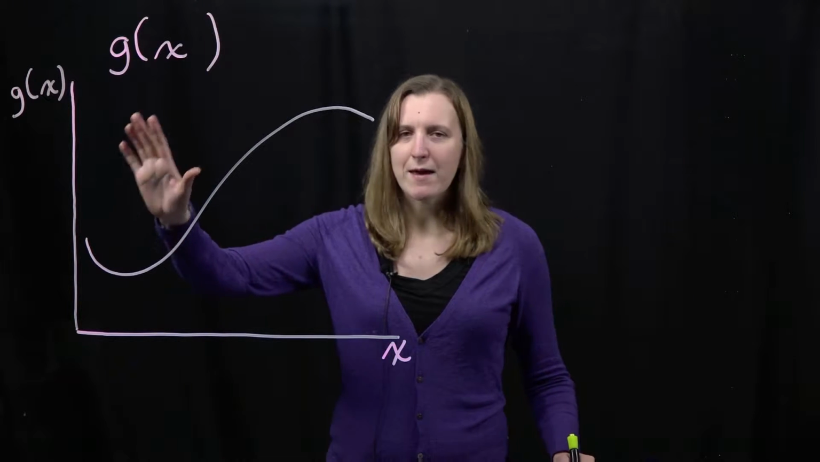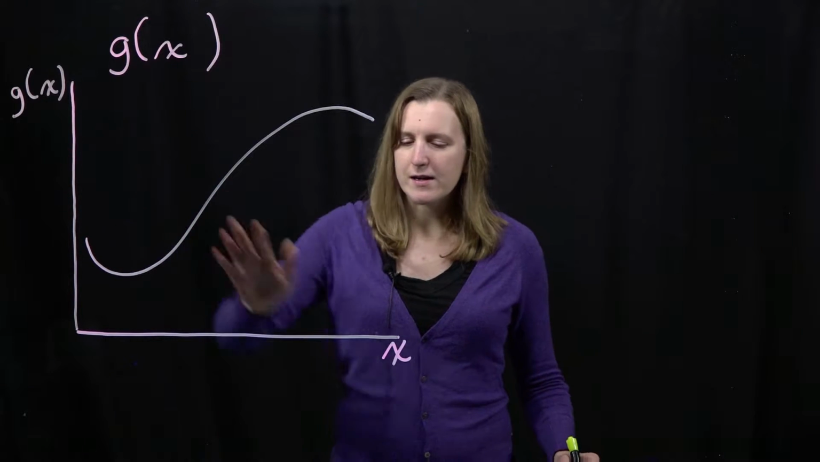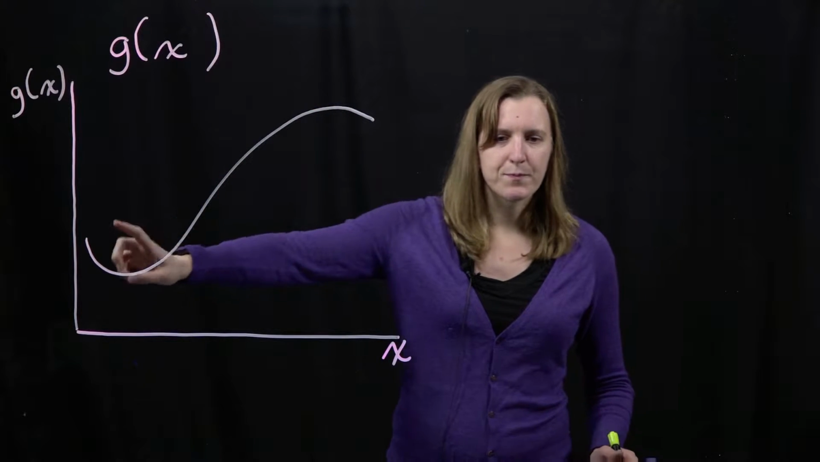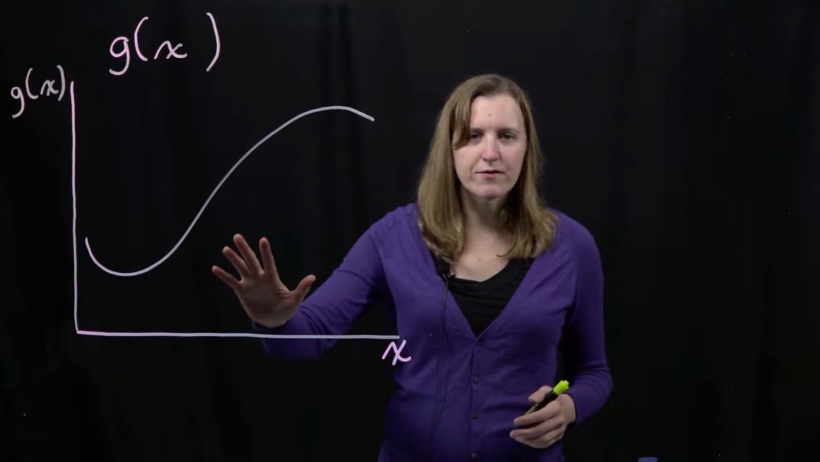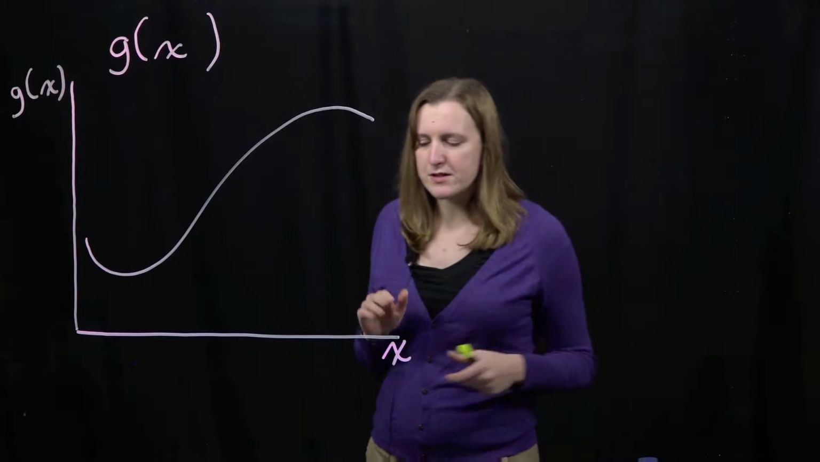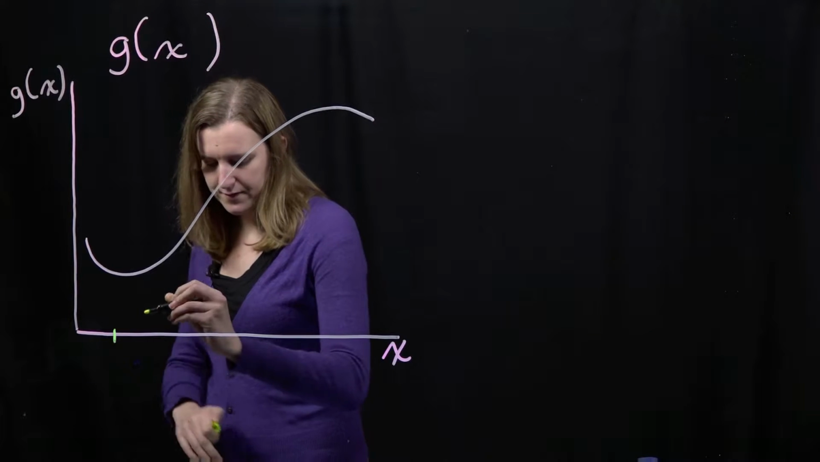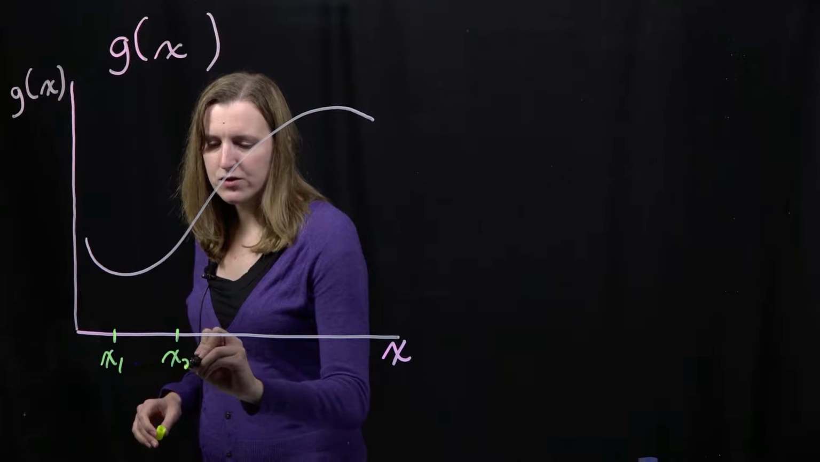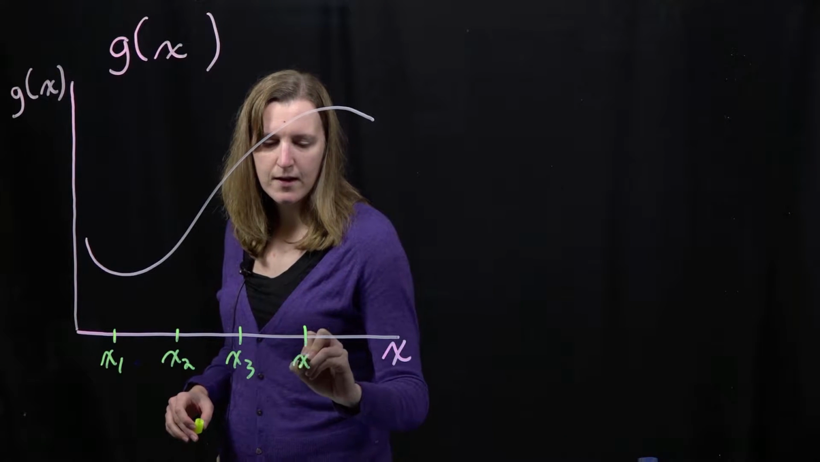So here you can see we have some curve, g of x. It's just some function that changes with x, and the value is given by this curve. What we do in the finite difference method is we take this curve and we discretize it, or break it up into small segments. So here we're going to break it up into segments. This is going to be x1, x2, x3, and x4.